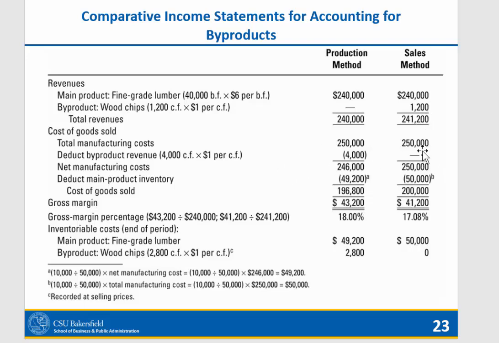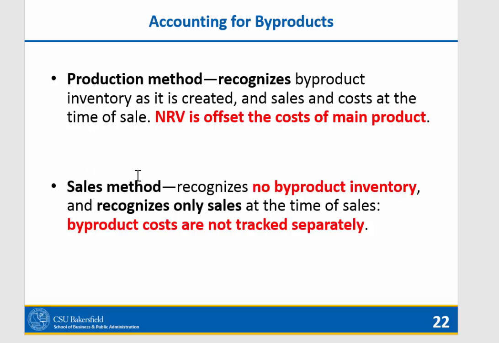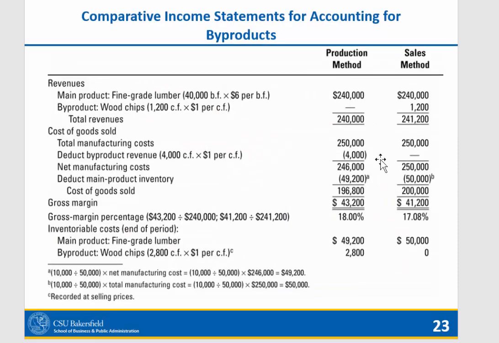Then we come to the 240. For the 240, we are going to use the 240 entirely for this 50,000. So we don't actually recognize this inventory, the CGS. We just dump all the 250,000 to this fine grade lumber. So that's how you do that. You have 200,000 CGS, then you have 50,000 in inventory. So you can come up with the gross margin, which is 41,200.